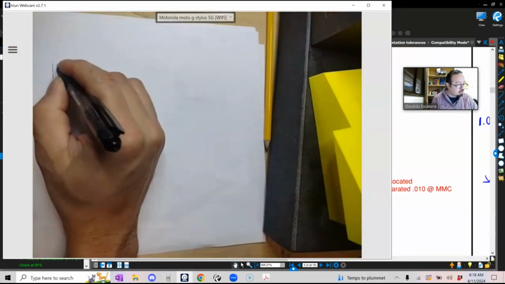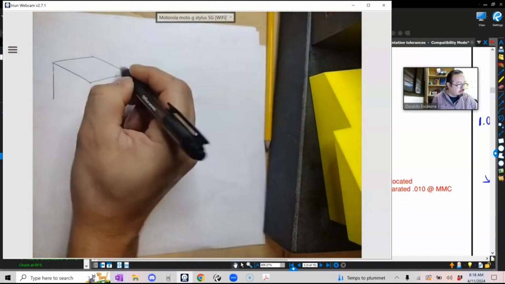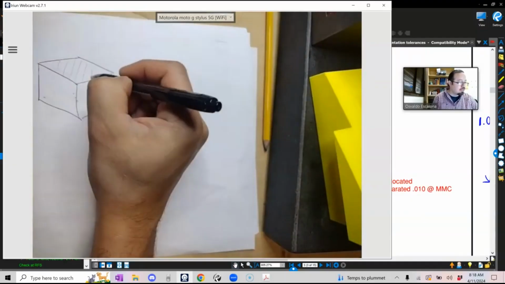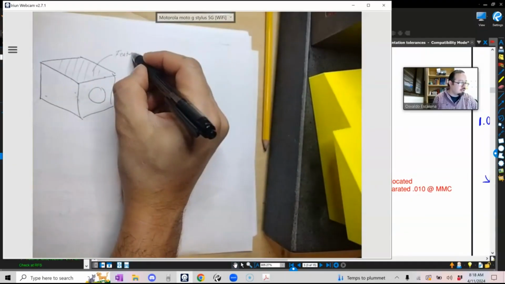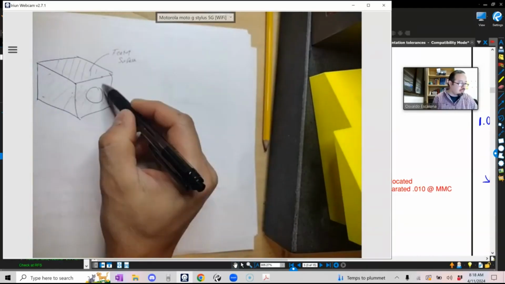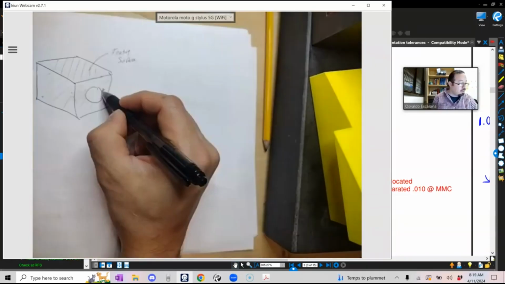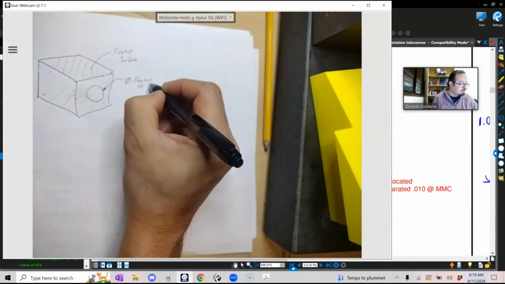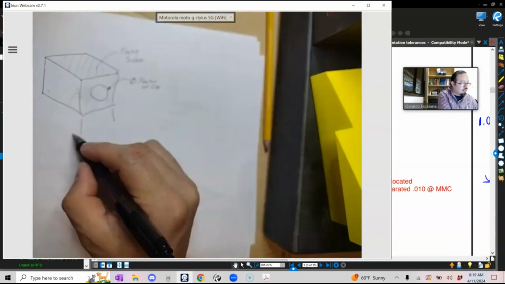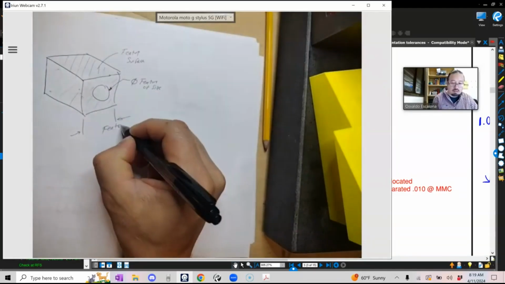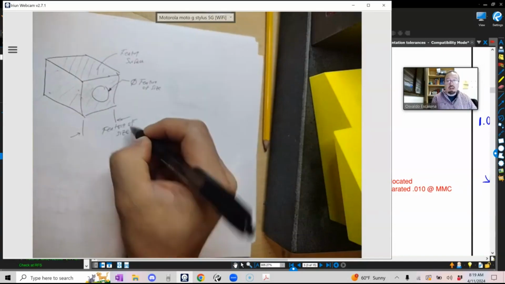Let me make a box, and I want to put a hole. This guy is a feature of surface, okay? As well as this one, as well as this one, right? If I were to call out the diameter of this, that is a feature of size. If I want to graph the width of this, that is also a feature of size. Okay. Now, in the drawing, how would you call it?